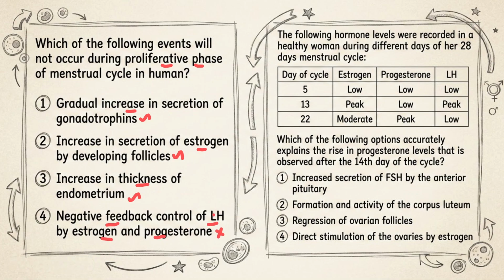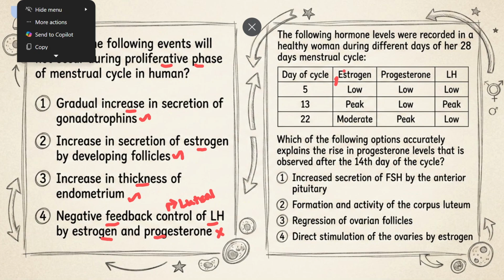Negative feedback control of LH by estrogen and progesterone. This is not going to happen. This will only happen in case of negative feedback control of LH by estrogen progesterone. This will only happen in case of luteal phase, not this phase. I think this is clear.